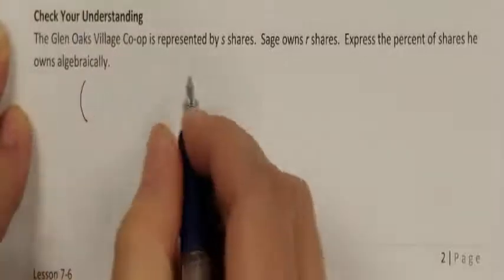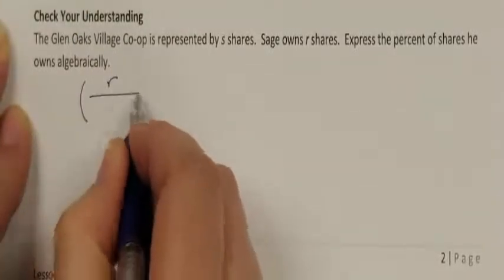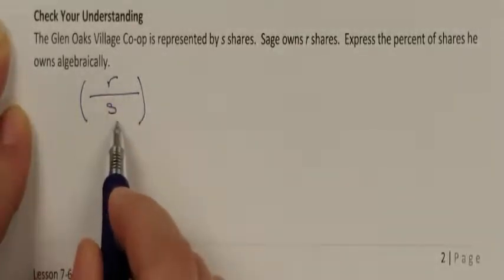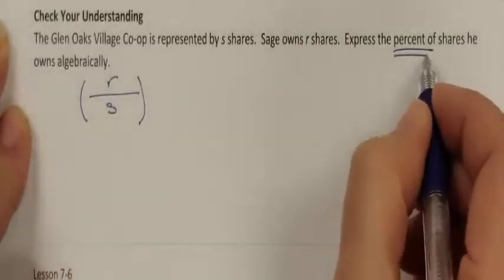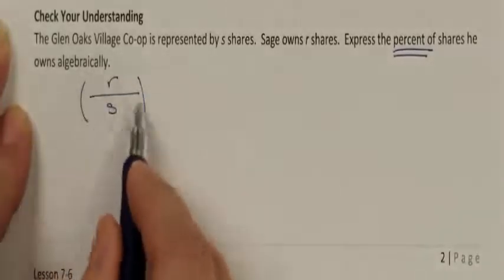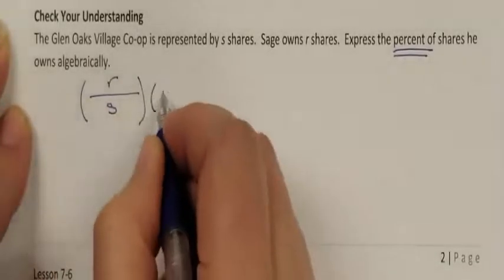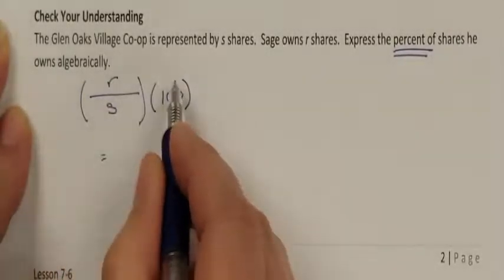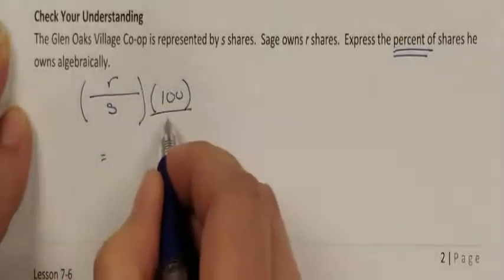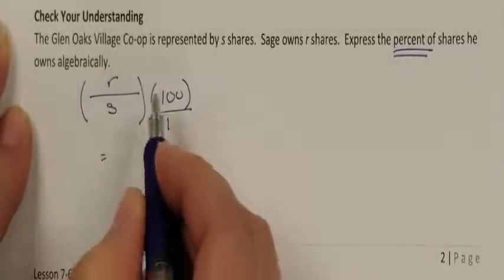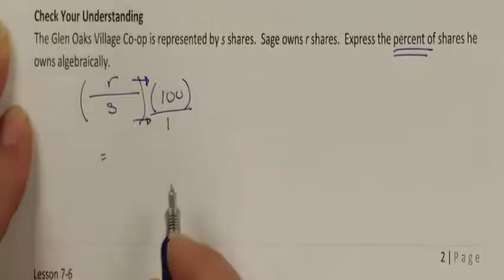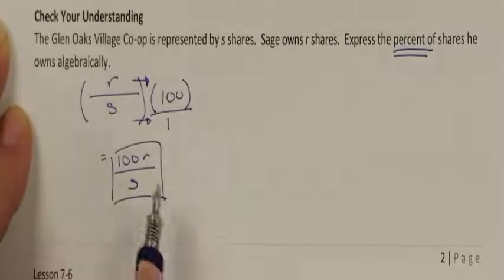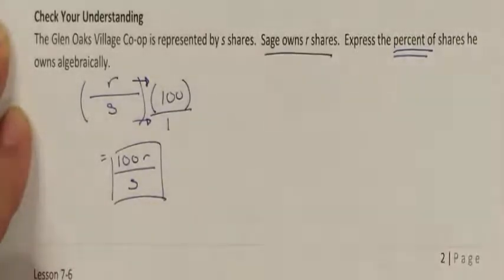So we know that he owns R of the S total shares available. Divide this, I would have gotten my decimal, but I want a percent. Algebraically, how do you turn a decimal into a percent? You multiply it by the value of 100. So I have a fraction multiplied by a non-fraction. If I turn this over 1, it's now a fraction multiplied by a fraction. Fractions get multiplied straight across. So this is 100R all over S, the percent algebraically of how much Sage owns.